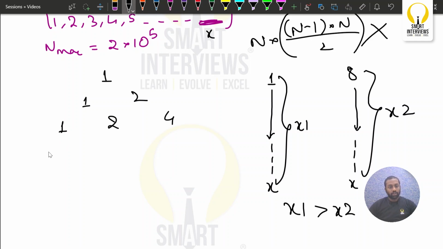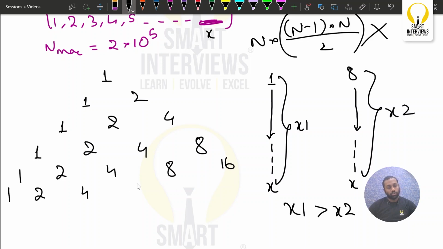So if I continue further, if I keep 1 as the minimum element, to get 1 difference, I need to have the next element as 2. To get 2 difference, I need to have the next element as 4. To get 4 difference, I need to have the next element as 8. And if I continue further, 1, 2, 4, 8, 16, 32. And this will keep going on.